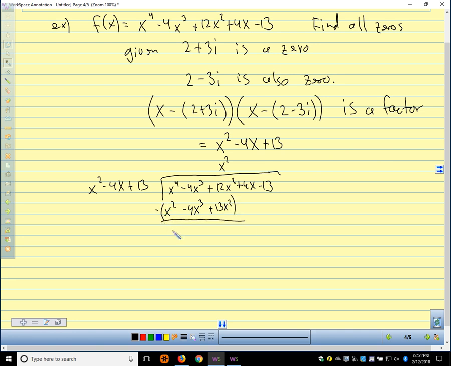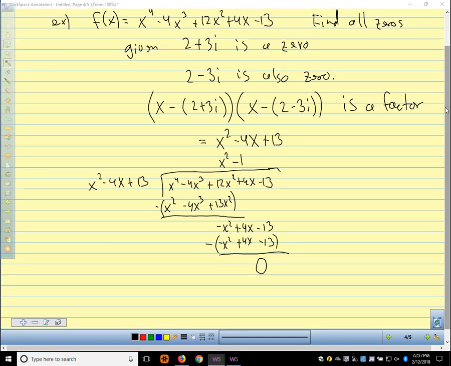And we're going to subtract. Those go away. I get minus x squared. This has three terms, so I'm going to bring down 4x minus 13. I need to divide three terms into three terms. And now, what do I multiply x squared by to get negative x squared? Negative 1. Minus x squared plus 4x minus 13. And when I subtract here, what do I get? 0. Zero remainder.